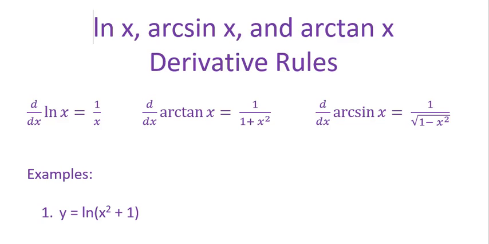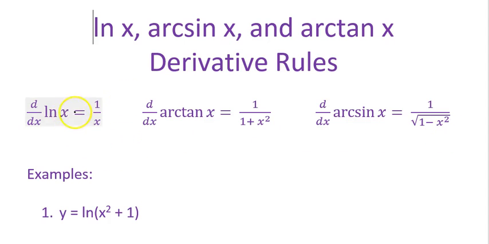This lesson is on the natural log, arcsine, and arctan rules for the derivatives. So we're looking at the shortcut rules for these three functions. And those rules are right here. The derivative of natural log of x is 1 over x. The derivative of arctangent x is 1 over 1 plus x squared. And the derivative of arcsine x is 1 over the square root of 1 minus x squared.